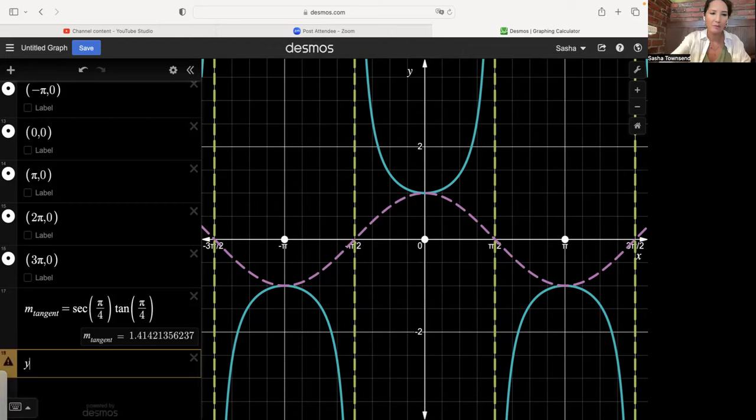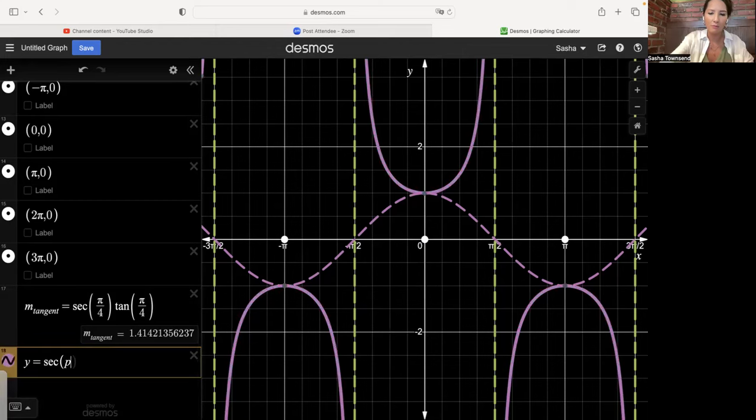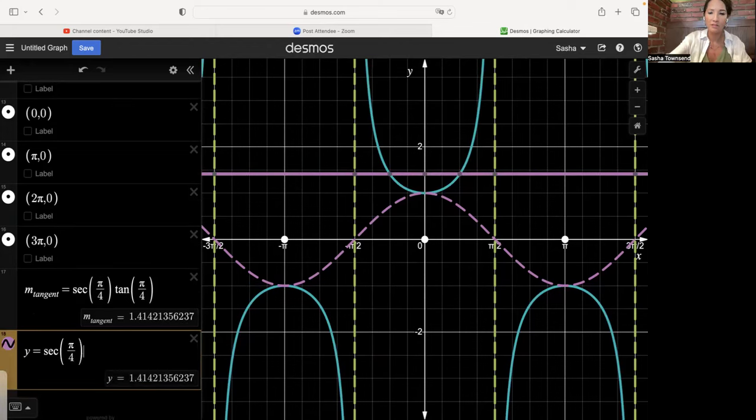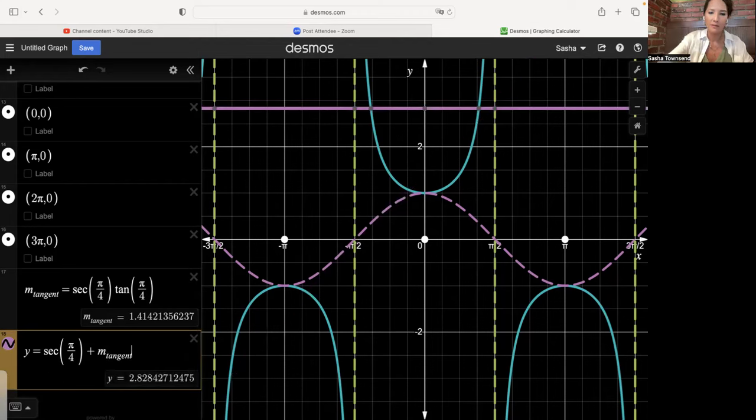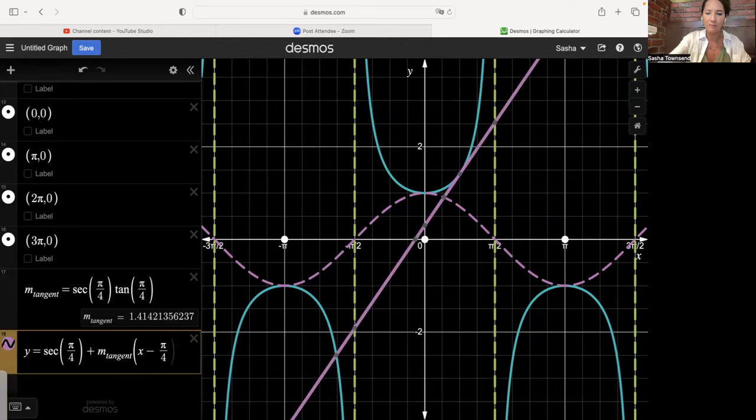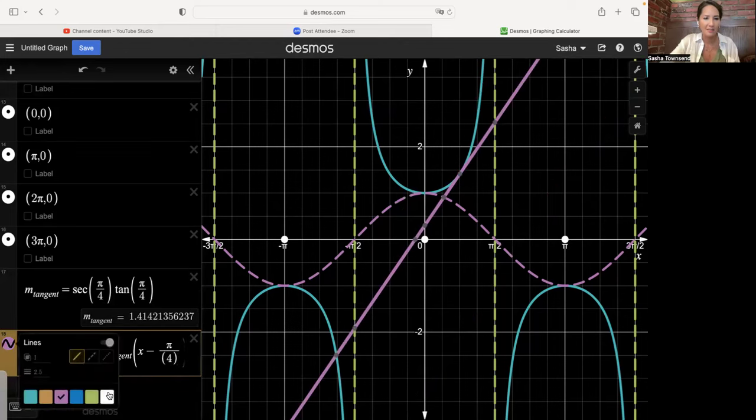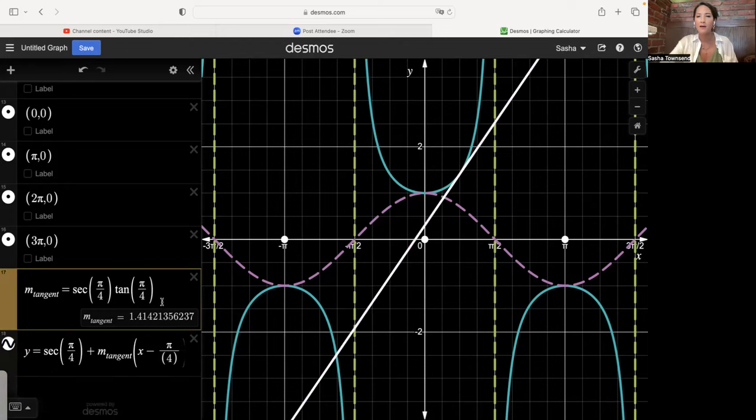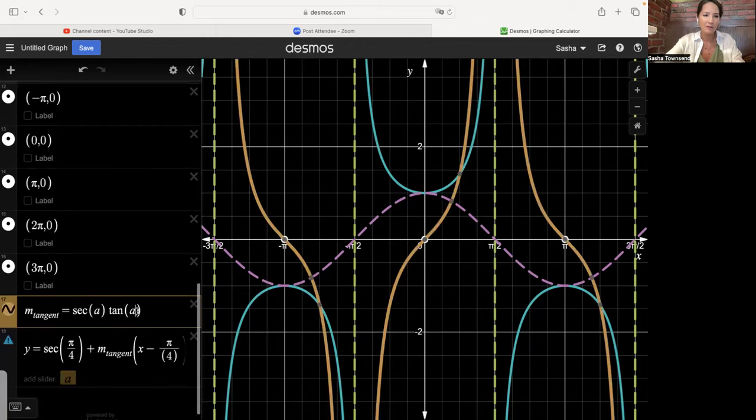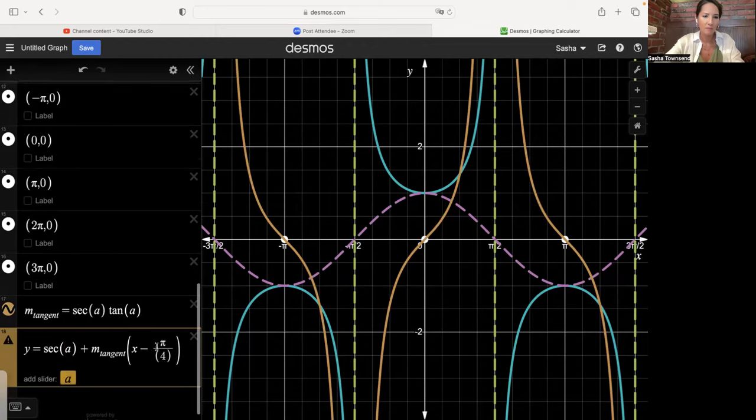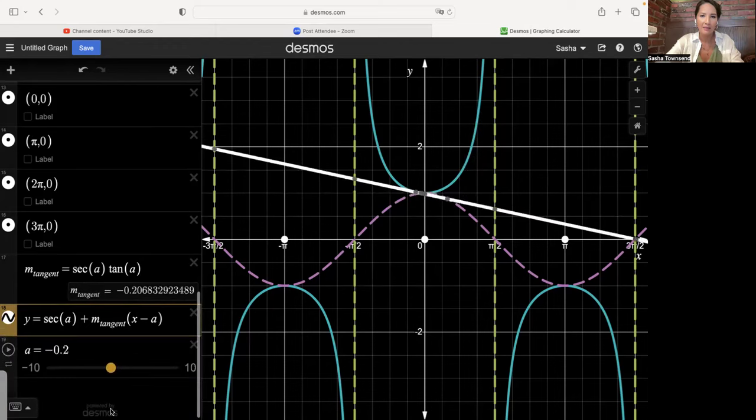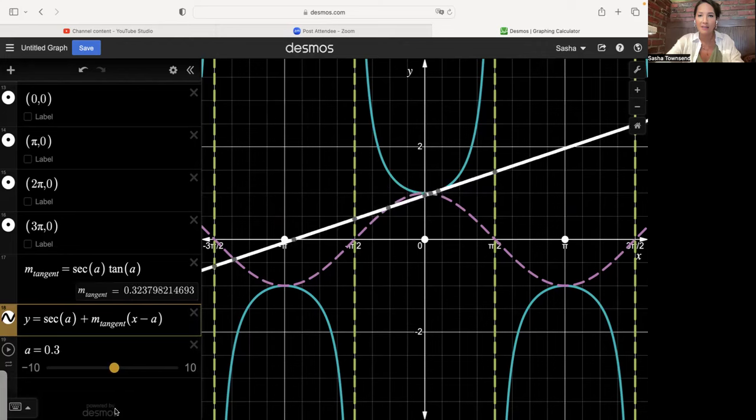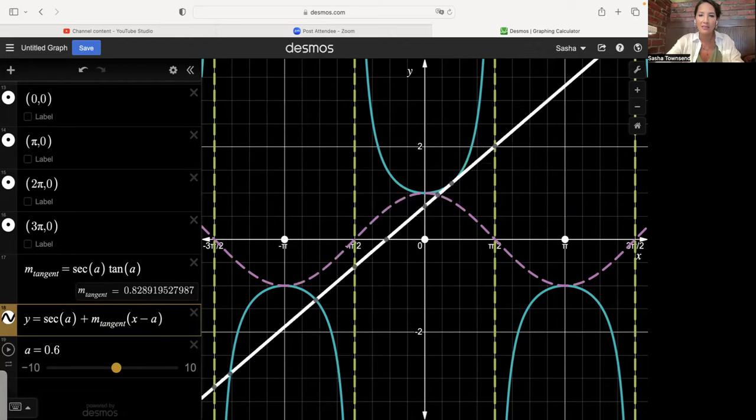And the tangent line would be given by y equals the secant of that value, so that's the original y value, plus the slope of the tangent times x minus pi over 4. And so if we graph that, we see that that's tangent to the curve. But if we think about how that changes as, let's say, some value a increases, at 0, we have a tangent line with a slope of 0. And then as a increases, these tangent lines get steeper and steeper.